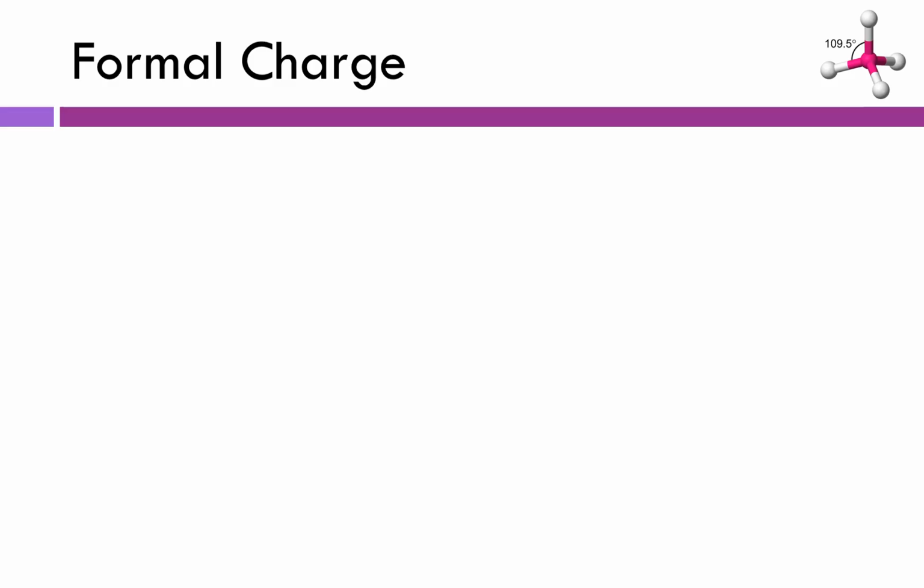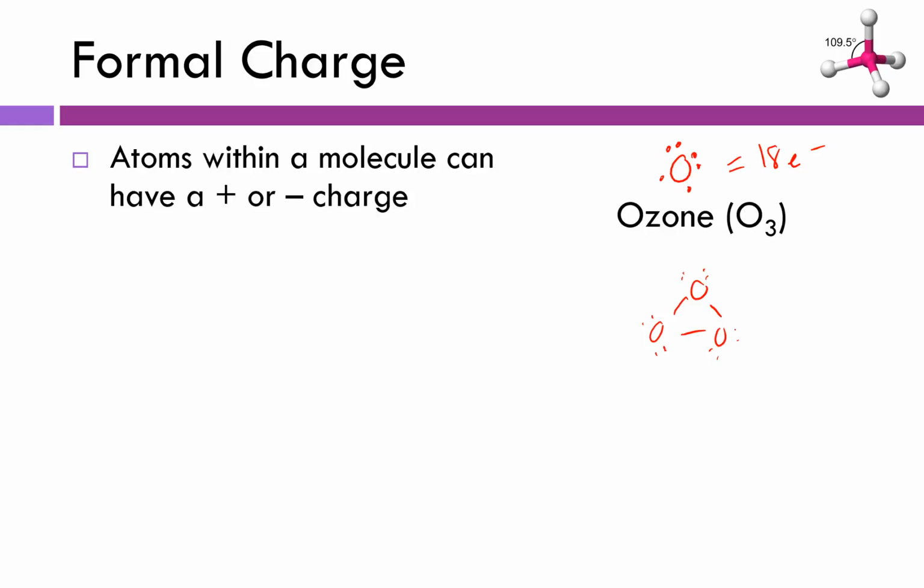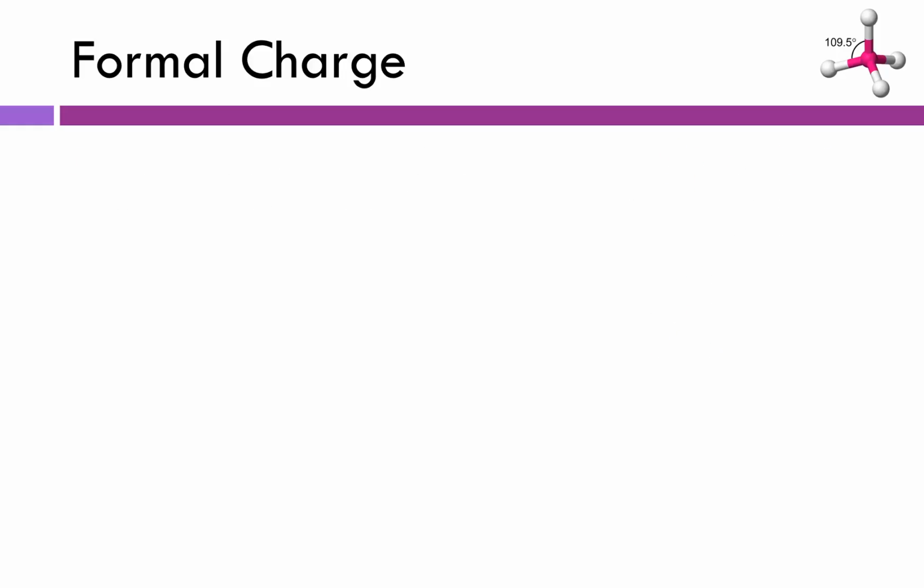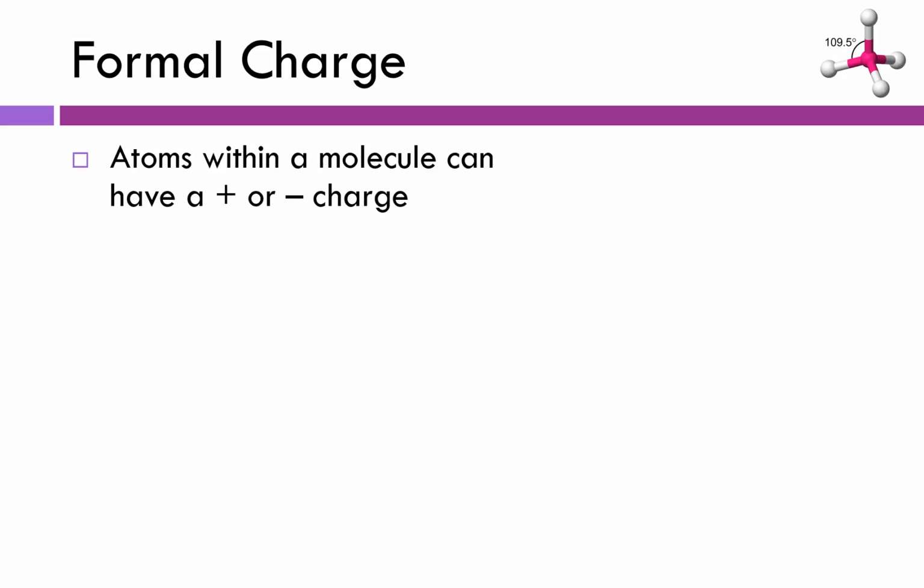There's something called formal charge that you can end up having in covalent compounds. To get back to the lesson, there's something that you could have in covalently bonded molecules called formal charge. Basically what that means is there are situations where an atom within a molecule can have a positive or negative charge. Let's take a look at ozone, O3.